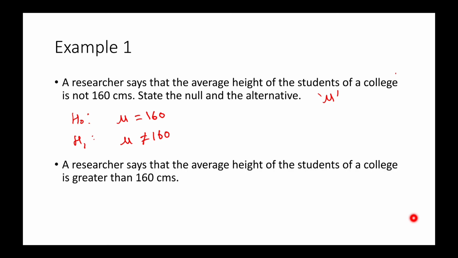Let's see another example. A researcher says that the average height of the students of a college is greater than 160 centimeters. So again we need to find H0 and H1. Again we will denote the average height using mu. Here what the researcher wants to prove is that mu is greater than 160. So obviously what he wants to disprove is that the height is less than or equal to 160. Hence the null hypothesis is mu is less than or equal to 160, and the alternative, which the researcher wants to prove, is mu is greater than 160. Let's see another example.